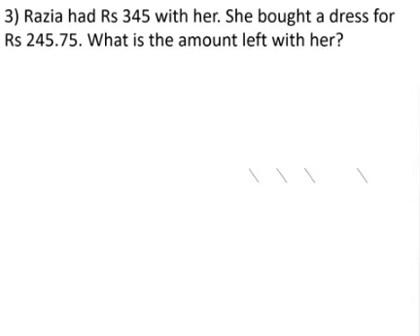The third question is, Razia had rupees 345 with her. She bought a dress for rupees 245.75, that is 245 rupees 75 paise. What is the amount left with her?